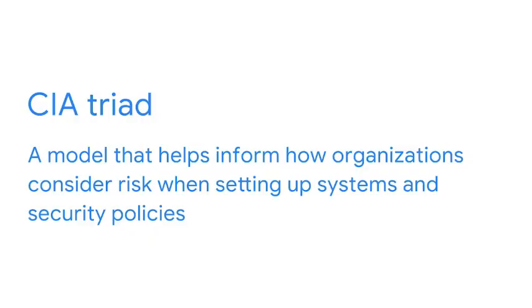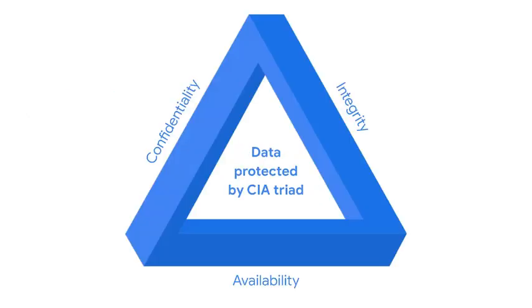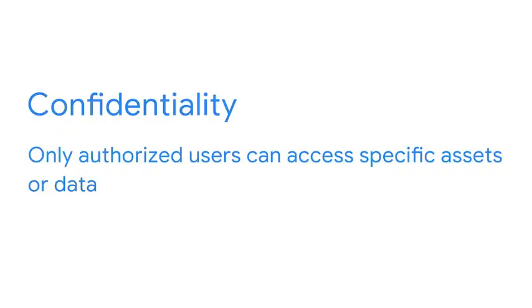Let's get started. The CIA triad is a model that helps inform how organizations consider risk when setting up systems and security policies. As a reminder, the three letters in the CIA triad stand for confidentiality, integrity, and availability. As an entry-level analyst, you'll find yourself constantly referring to these three core principles as you work to protect your organization and the people it serves.